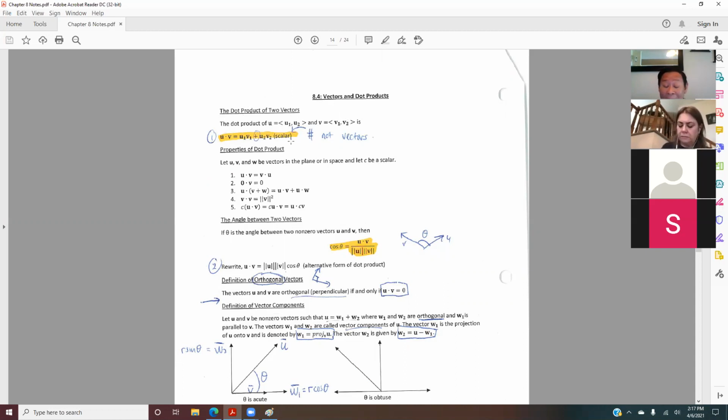A scalar means that it's just a number. It's a 6, 8, 9, 1/2, -2, 5, whatever. It's a number. So it's not in a vector form.